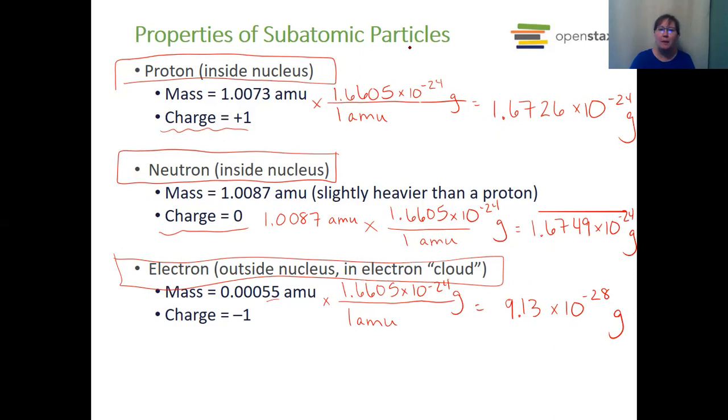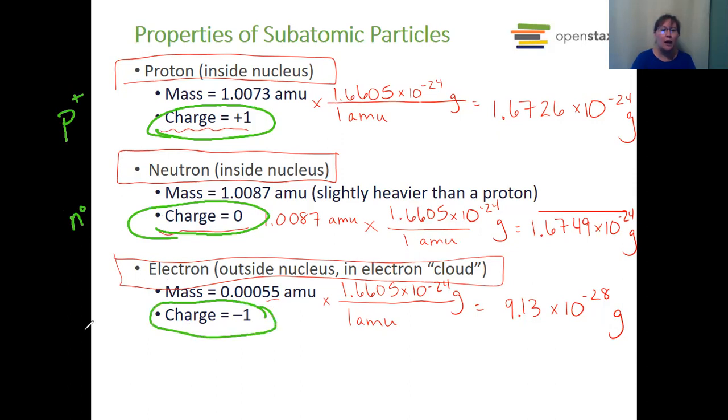The thing to really remember here is the charge on a proton is a +1, which is why I will often abbreviate a proton as a P+. The charge on a neutron is 0, which is why I will often abbreviate that as N0. And the charge on an electron is -1, which is why I will often abbreviate that one E-.